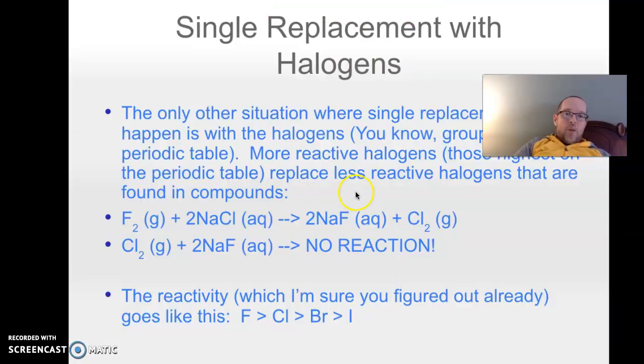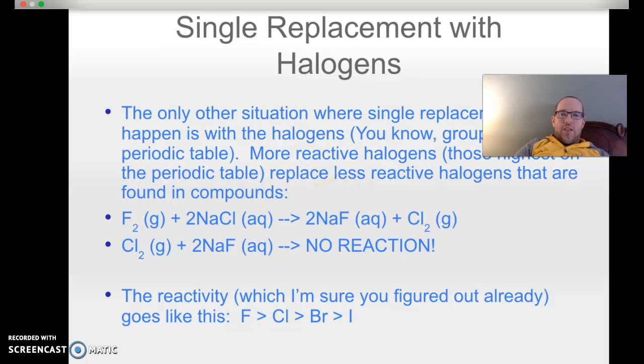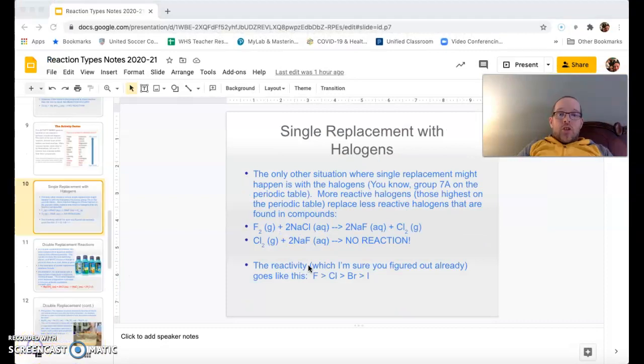Okay, so another situation where you might see single replacement is with halogens. The pattern's really easy. Basically, if you have a halogen that is above another on the periodic table, and it's by itself, because you can see here in these equations that fluorine and chlorine are by themselves. They're diatomic, but they're still just one element. They are going to replace less reactive or lower halogens.